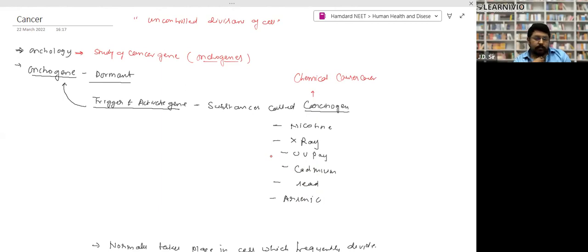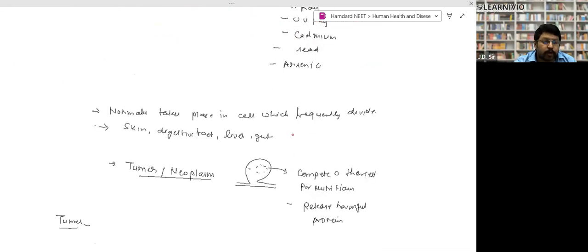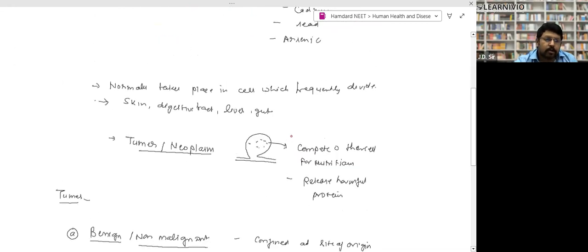Yes, sir. Cancer may be of two types. Normally it takes place, and this is also very important, in those cells which divide frequently. The cells inside our mouth, the swab cells, divide frequently. The cells inside our intestine and gut are frequently dividing cells. Skin, digestive tract, liver, and gut are parts where cells divide frequently, so cancer basically attacks the frequently dividing cells.